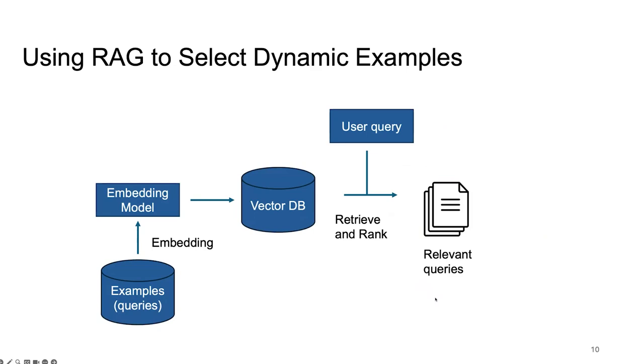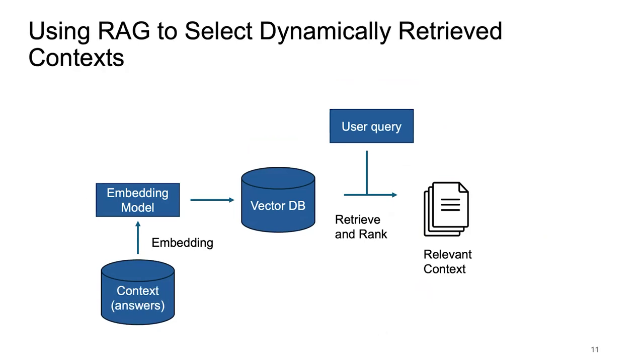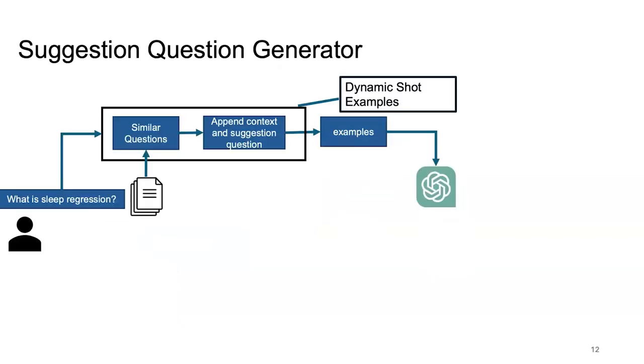This is similar to what the keynote speaker in the morning, Yong Liu, explained in his slides. And in a similar way, we can also select dynamic contexts. We do so because we want the answer to be generated only by the context present. Now, let us combine the two and see them in action.